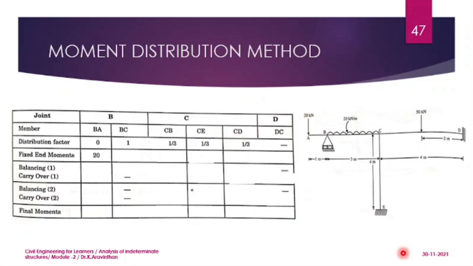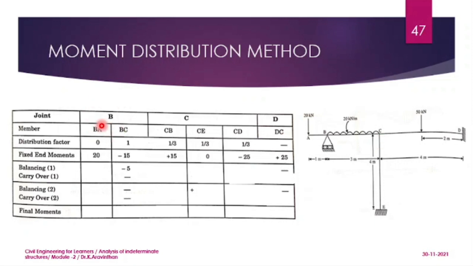Now what are the fixed end moments you got? That is B to A is 20, BC and CB is minus 15 and plus 15, and C to E. What is C to E? You don't have any load here. The members C and E don't have any load, hence it is 0. And C to D and D to C will be minus 25 and plus 25. These are the initial loads, that is the fixed end moments. Now you have to refine.